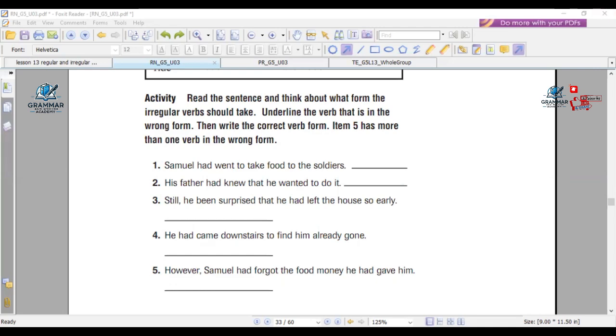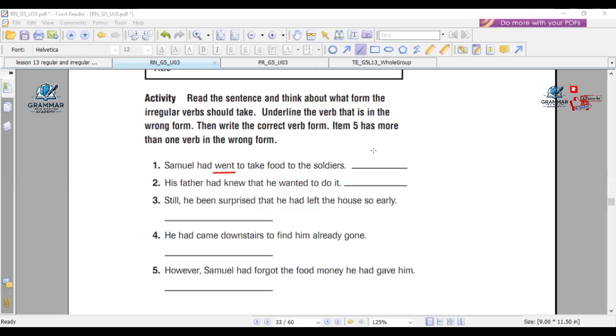The first one, please. Samuel had went to take food to the soldiers. Went is wrong. We underline went and write gone. Yes. Why? Because the past participle of go is gone. And here we have to use the past participle form because we have a helping verb called had, right? Thank you so much. Yeah. Thanks.